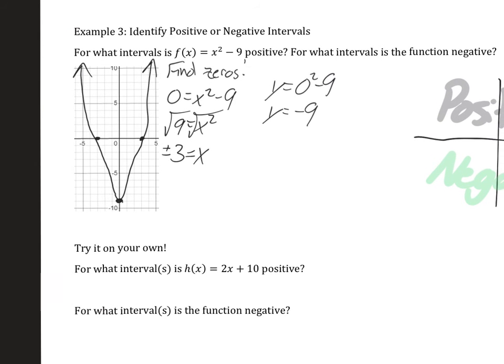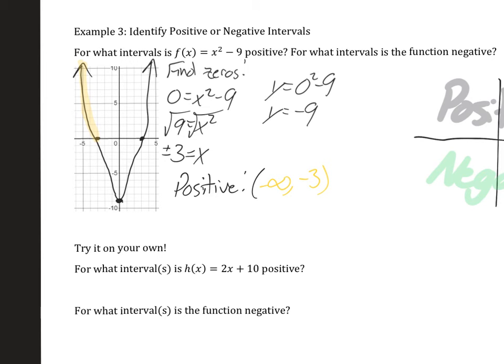Okay, so now positive. Positive is everything above the x-axis. So looking at this, starting off at the left, always start at the left. So looking at the x-axis, this is above, isn't it? So we're going to say from negative infinity to, where does it hit the x-axis? It hits the x-axis at negative 3.